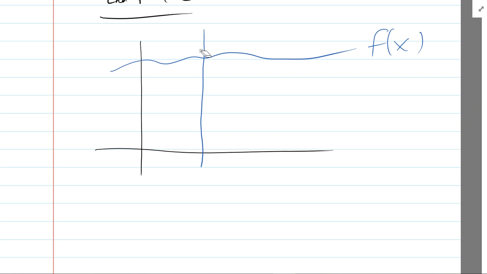Oops, hang on, I want to change colors. We want to find the area from a to g of x, because your right boundary is changing with time. It's not constant. It's moving. So let's see what that looks like.